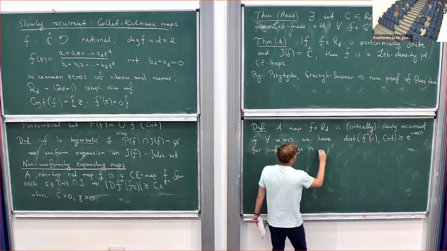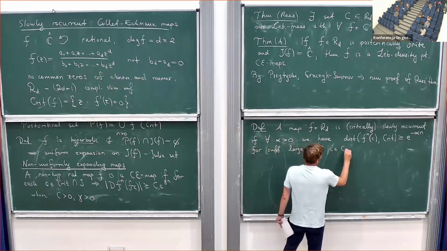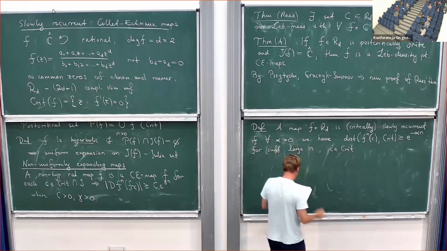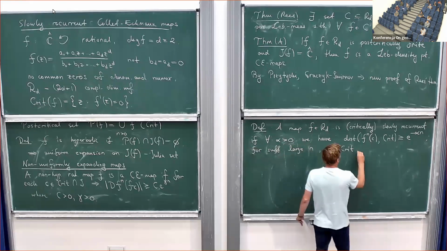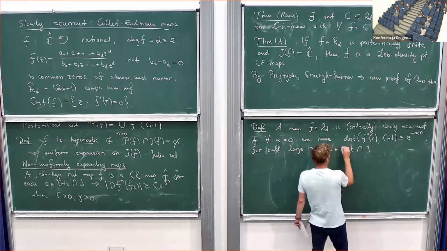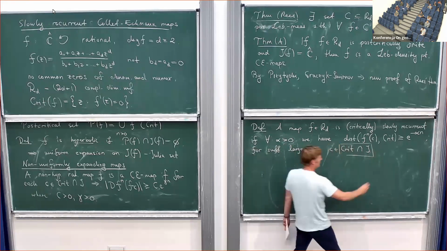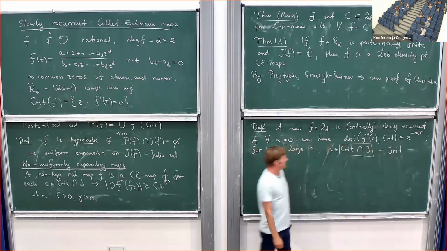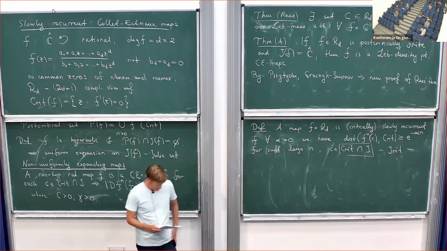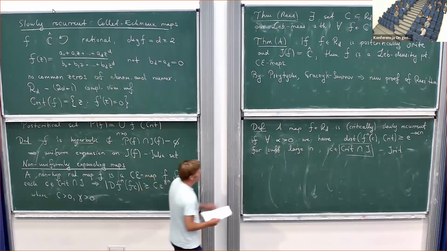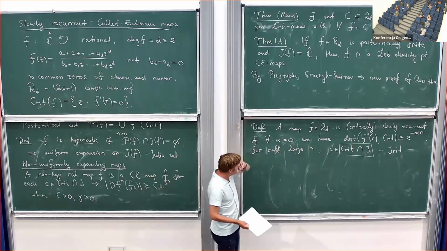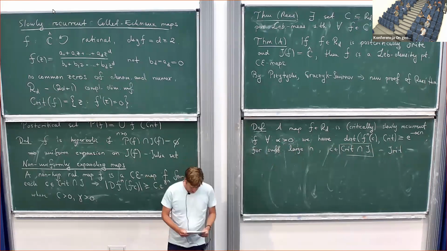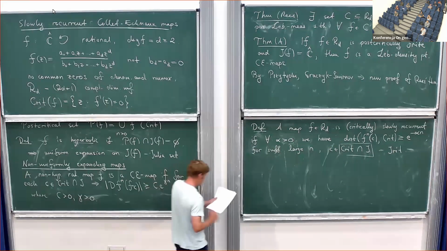And where c is in the critical set on the Julia set. Usually I denote this by Grit, this critical set on the Julia set. I don't know if it's a good notation or not, doesn't matter. So those are the slowly recurrent maps, which I want to perturb.